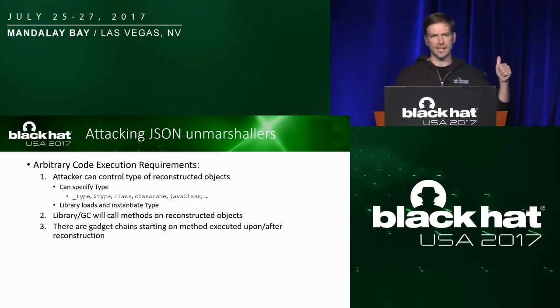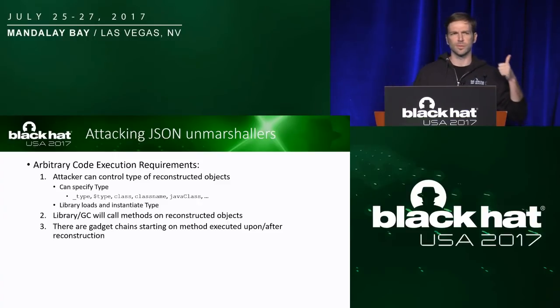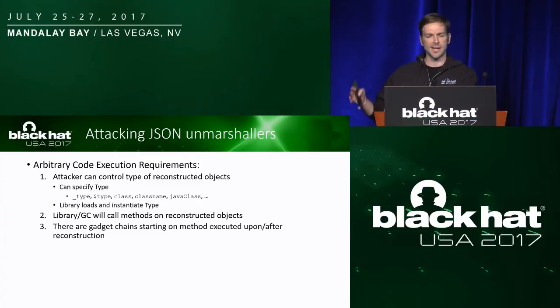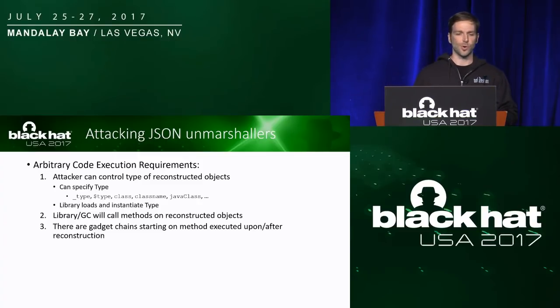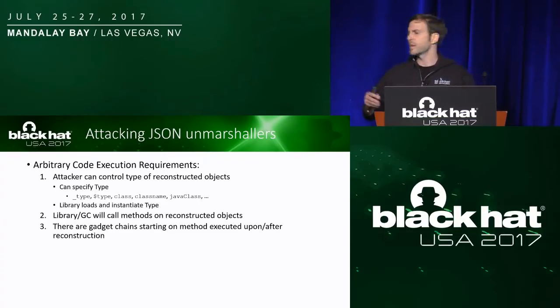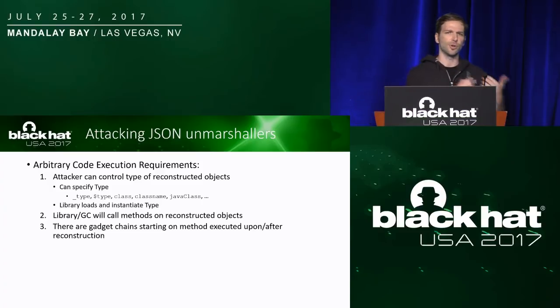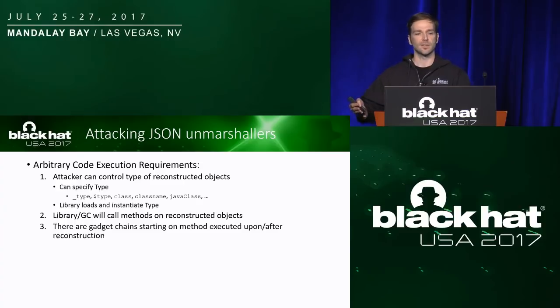So the first one is that the attacker needs to be able to control the type, the class name that is going to be reconstructed at deserialization time. Normally that means that the JSON will contain some attribute like _type, $type, or class name, that contains a value that looks like a Java class name with a namespace, or something like a .NET assembly. And then the library is going to instantiate that type.